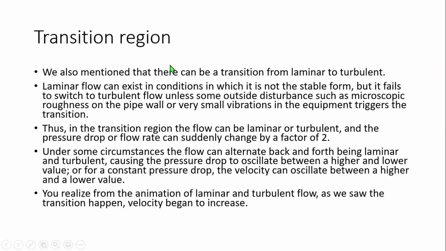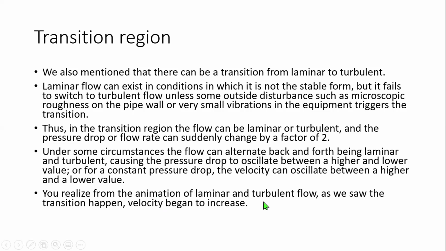So we can have largely laminar flow, but it is not so stable. If we add a disturbance, it will begin to change to turbulent flow. Is that okay? So what I'm saying is that in the transition region, the flow can be laminar or turbulent, and the pressure drop of the fluid can suddenly change. Under some circumstances, the flow can alternate back and forth between laminar and turbulent. So we can have the pressure drop oscillating between higher and lower values. Or when we have a constant pressure drop, the velocity would move between higher and lower values.